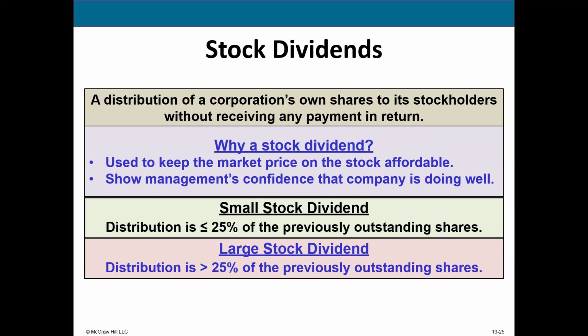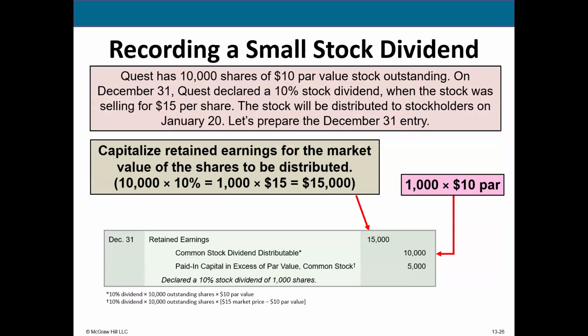So let me walk you through this process of issuing a stock dividend. Here we have an example. The company has 10,000 shares of $10 par value stock outstanding. The company decided to declare a 10% stock dividend when the stock was selling at about $15 per share, and it will be distributed to owners on January 20.